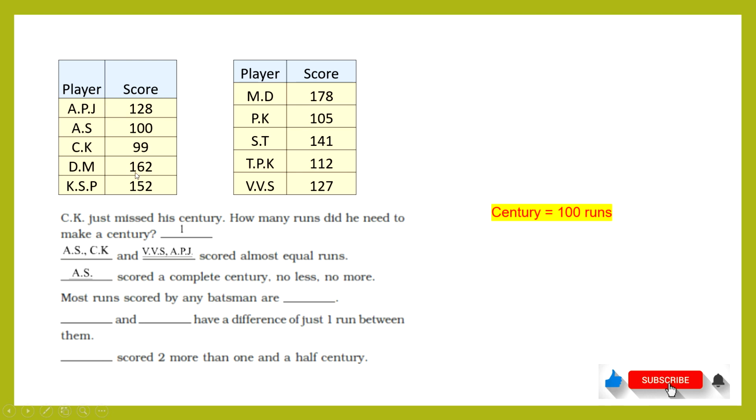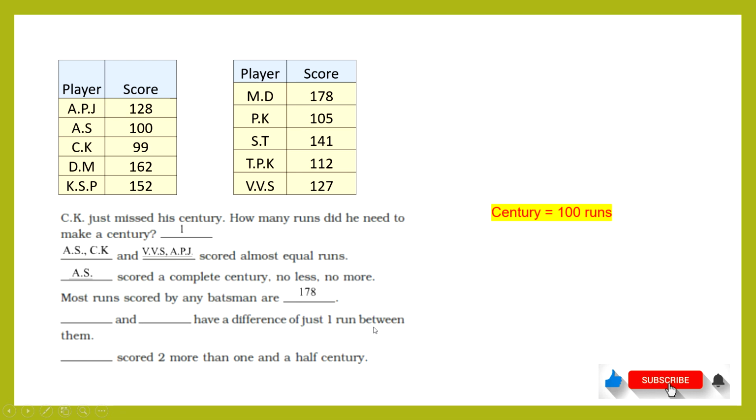178 is bigger than 162. So we'll pick 178. Then 178 will be compared with the next number. It is 105. 105 is less. We'll compare 178 with 141. It is again less. 178 with 112. 112 is still less. And 127 will be compared with 178. 127 is still less. So 178 is the biggest number. That's how you can find out the biggest score or the most runs scored by any batsman.